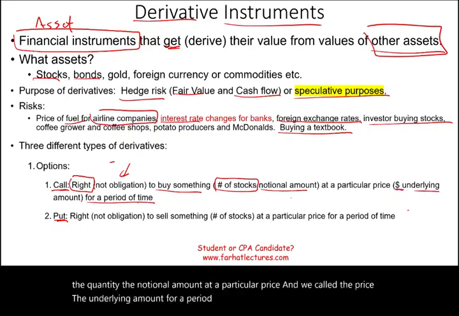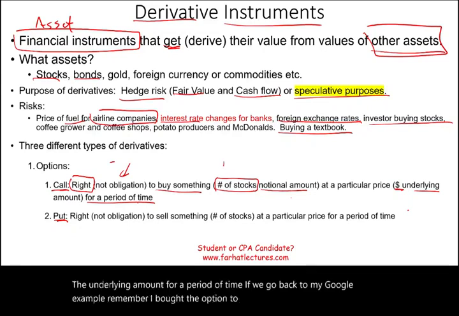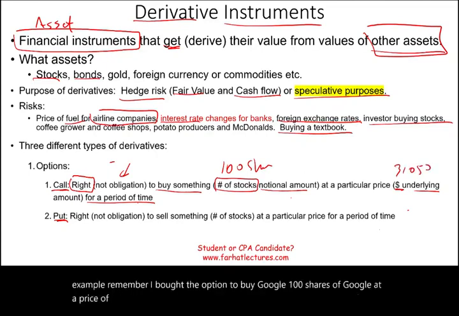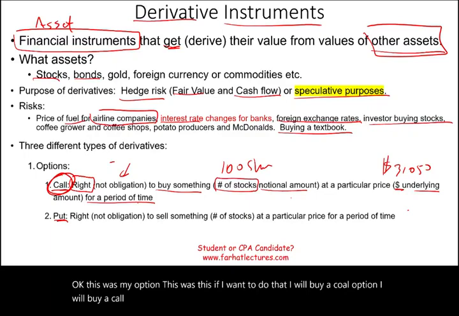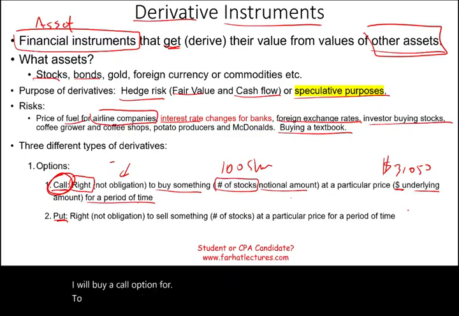If we go back to my Google example, remember I bought the option to buy 100 shares of Google at a price of $3,050. This was my option. If I want to do that, I will buy a call option to buy those stocks. This is what a call option is.